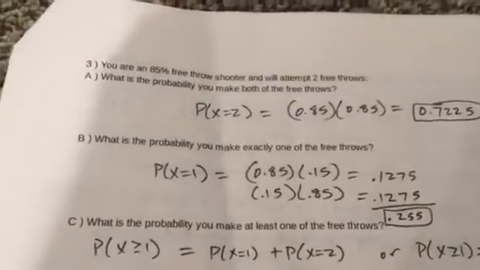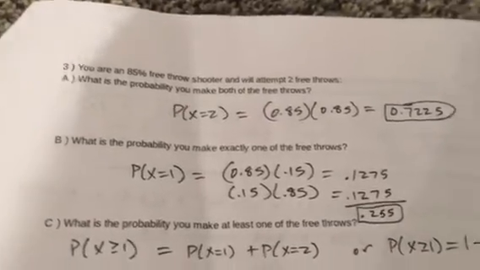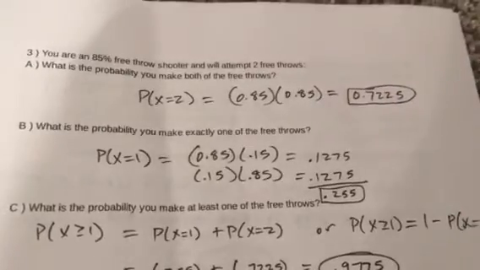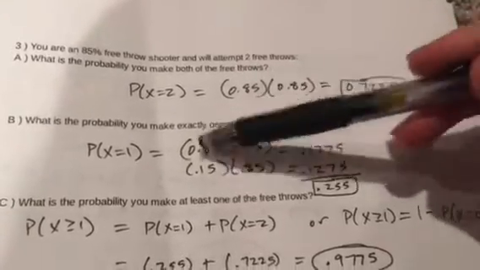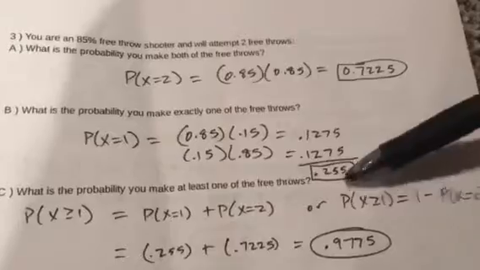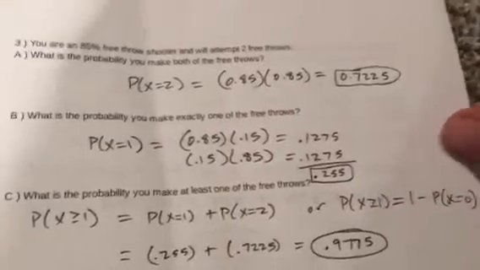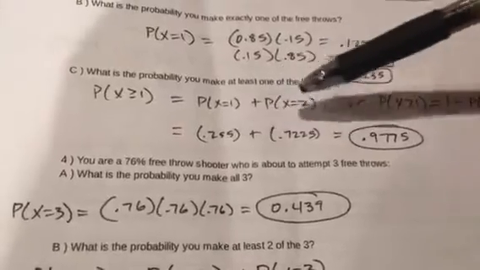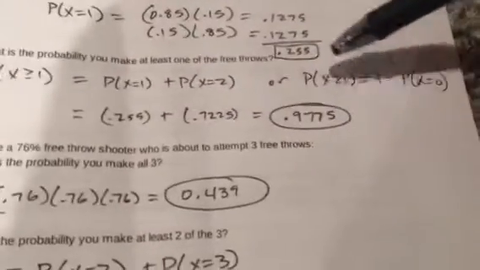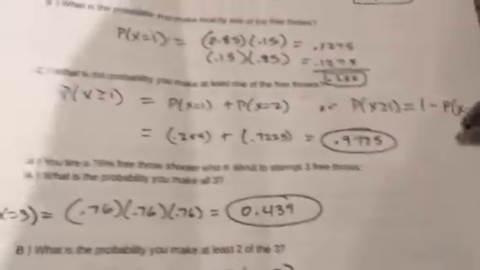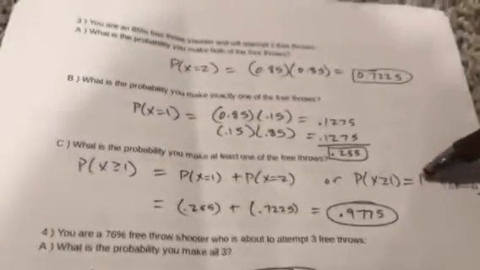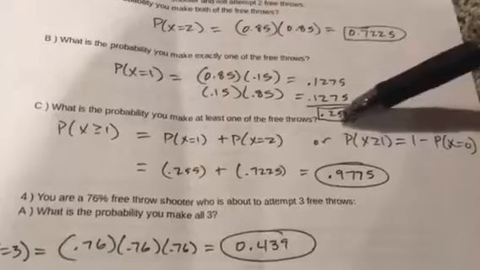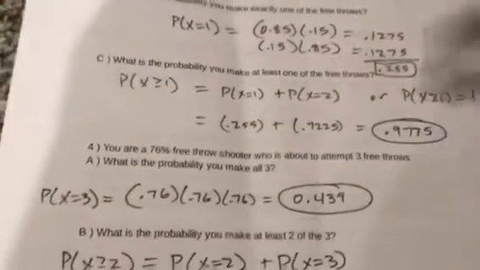Number 3, you're an 85% free throw shooter and will attempt 2 shots. What's the probability you make them both? Make, make. There's your answer. What's the probability you make exactly 1? You can either miss or make. Add them up. What's the probability you make at least 1? Well, that's just either you make 1 or 2, or you do 1 minus the probability of making 0. Normally, you would want to do the complement, but you already have a probability of making exactly 1, probability of making 2, so just add them up.